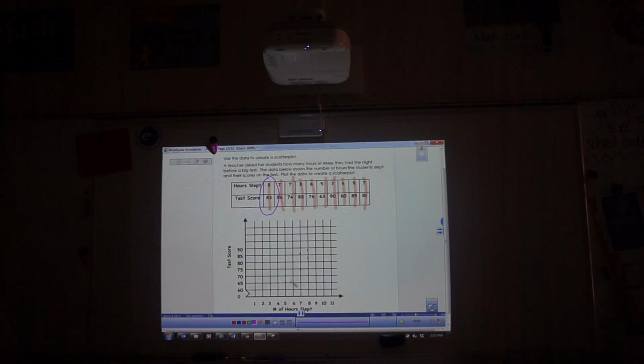Over 6, up 76, about there. Over 5, up 63, about there. Over 7, up 90. Over 4, up 60. Over 9, up 89. Over 7, up 81. What type of relationship do we see there?